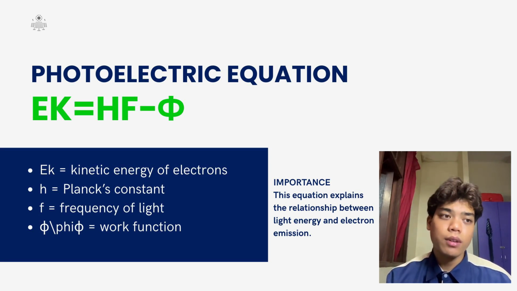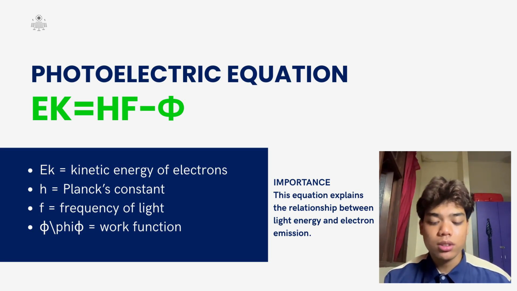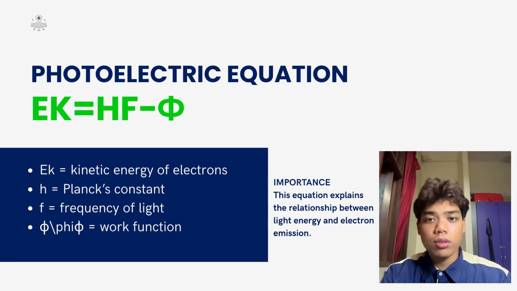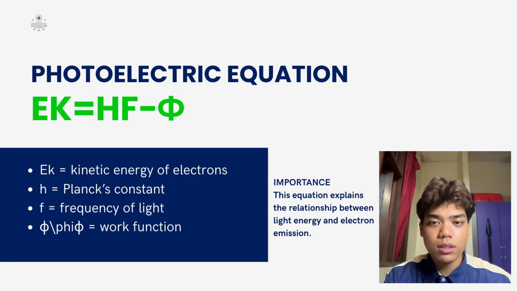is the amount of energy needed to emit or release electrons from the metal surface. So the energy, which is HF, needs to be more than the work function so that it can release the electron from the metal surface. If the value of the energy is less than the work function, then the electron will not be released.